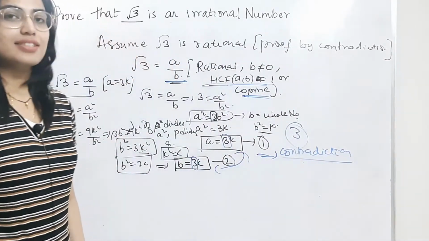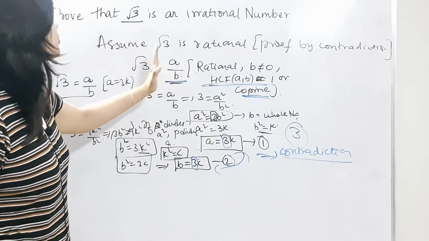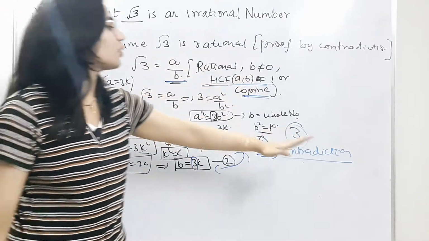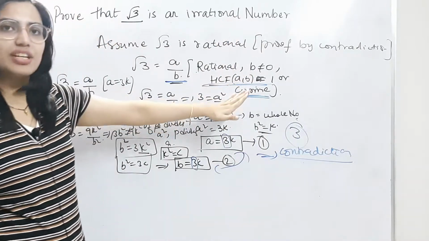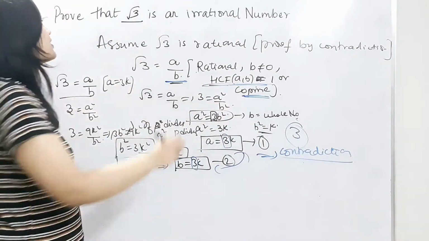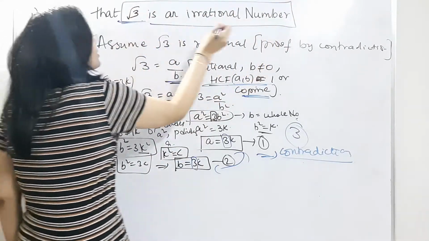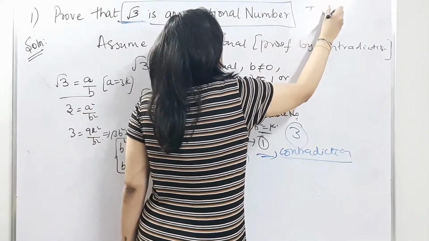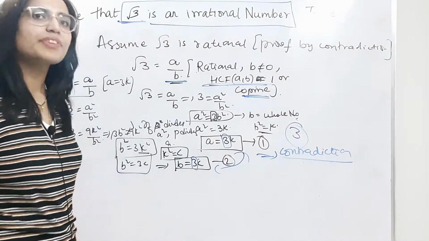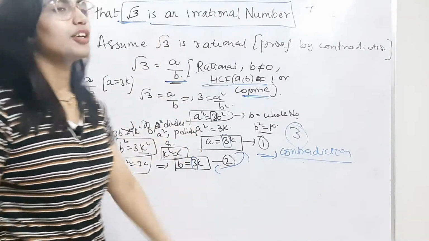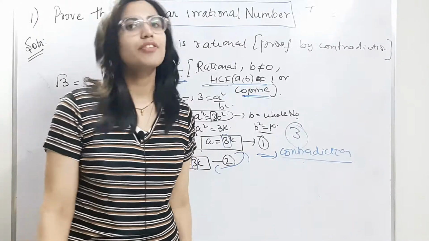So, we can say that if we assume root 3 is a rational number, we found a contradiction that disproves this statement. Hence, we can say that the original statement, root 3 is an irrational number, is true. Okay, so this is how you prove the irrationality of numbers.